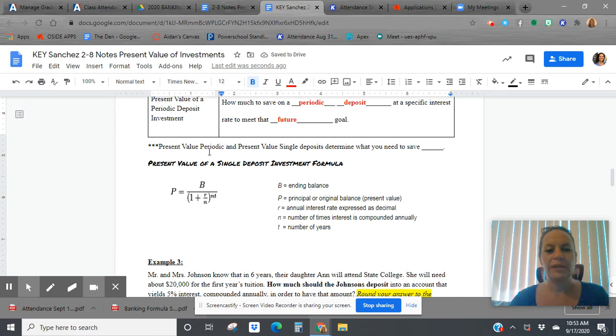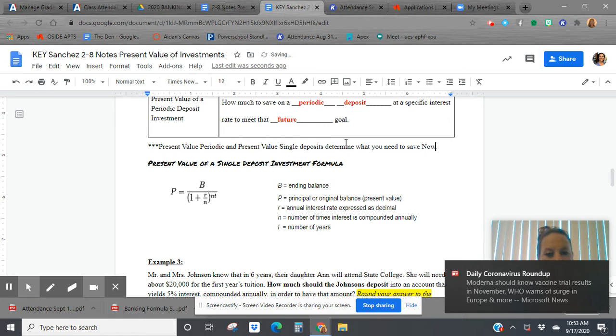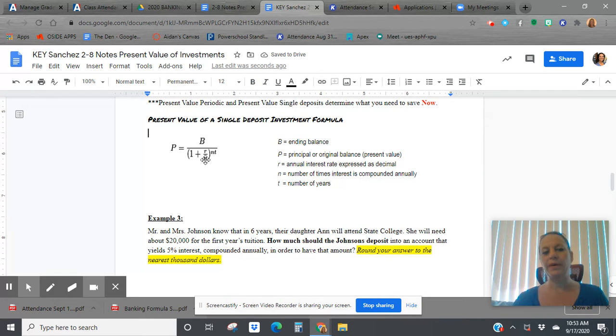Okay. Present value periodic and present value single deposits determine what you need to save right now to have a certain amount in the future. And then what I mean by this formula is something we've seen in the past. If you think of the compound interest formula, B equals this times the principal, we've just manipulated that equation around to get this present value that I need. How much would I need? So now we're solving for that principal amount. So we're just going to plug into this formula.